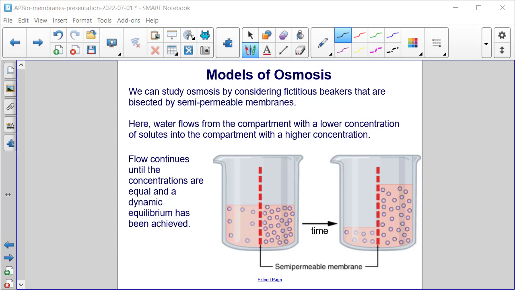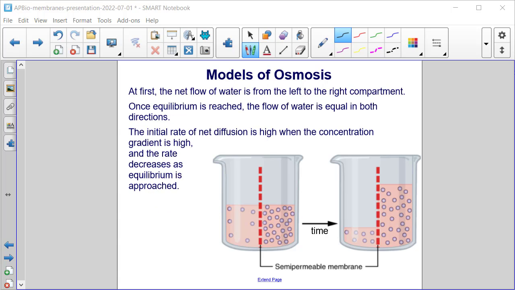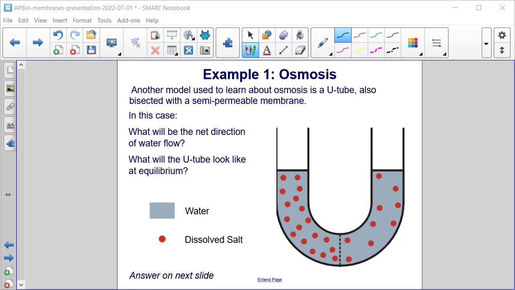So the concentration of the solute in the water on the left is now the same as the concentration of the solute in the water on the right. At first, the net flow of water is from the left to the right compartment. Once equilibrium is reached, the flow of water is equal in both directions. That's what makes the equilibrium dynamic. The initial rate of net diffusion is high when the concentration gradient is high, and the rate decreases as equilibrium is approached.